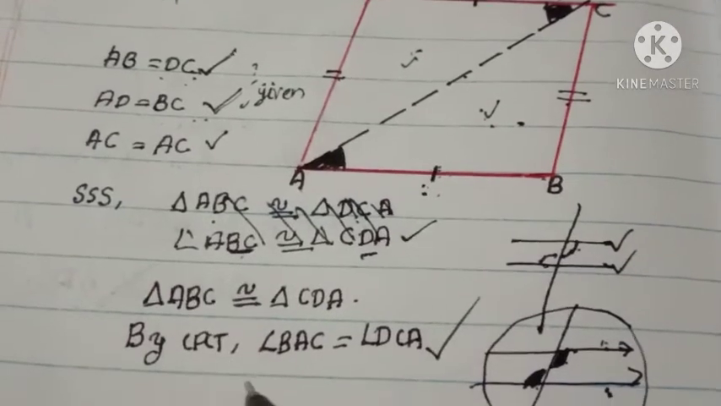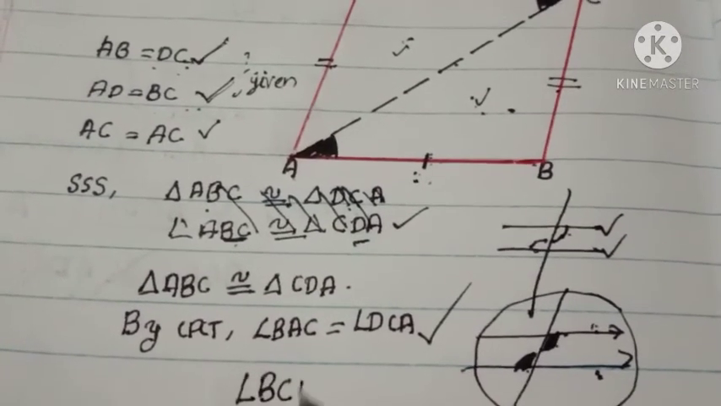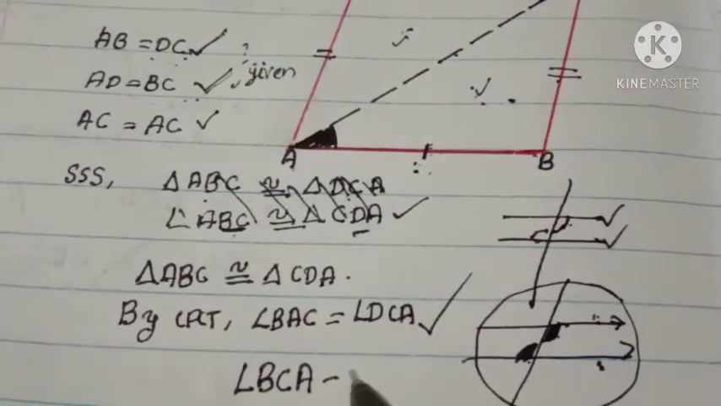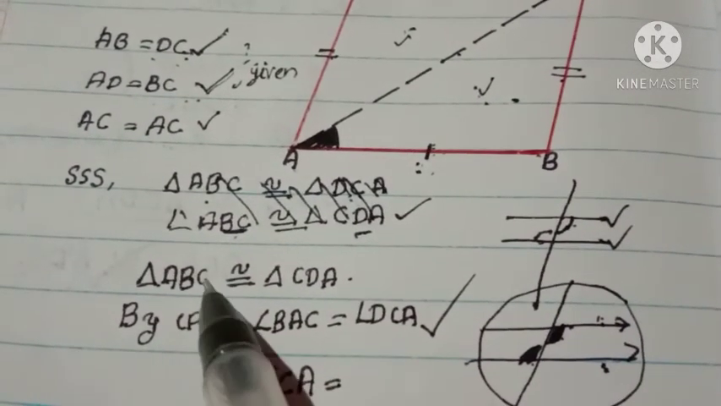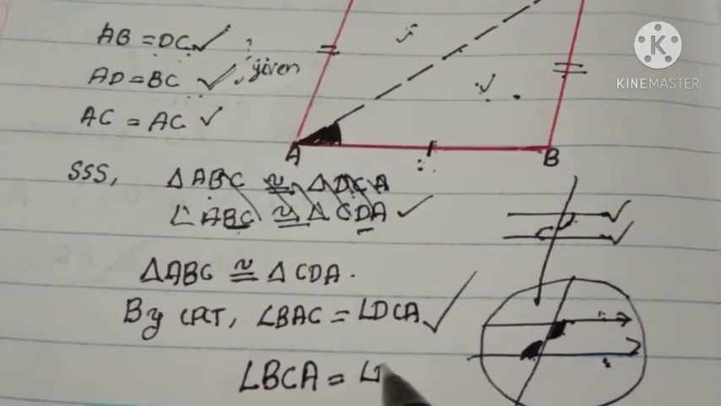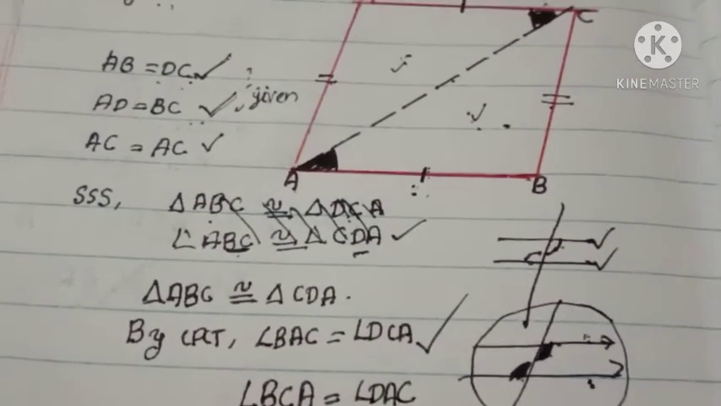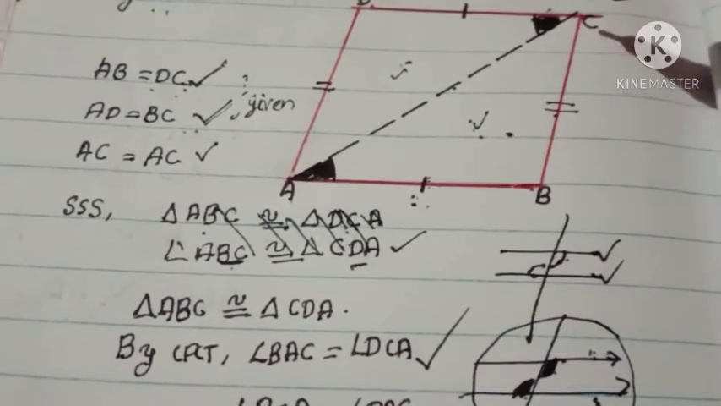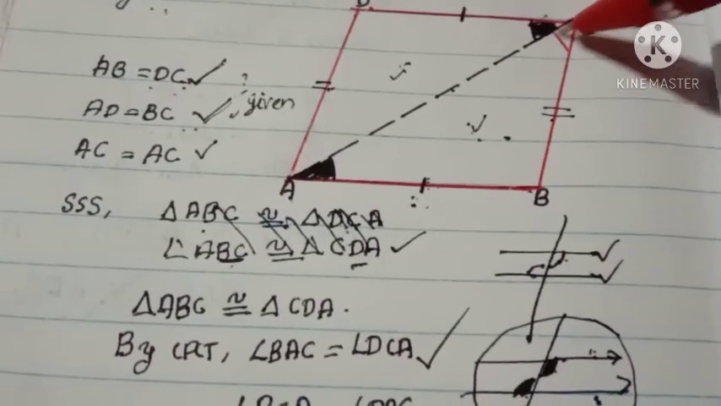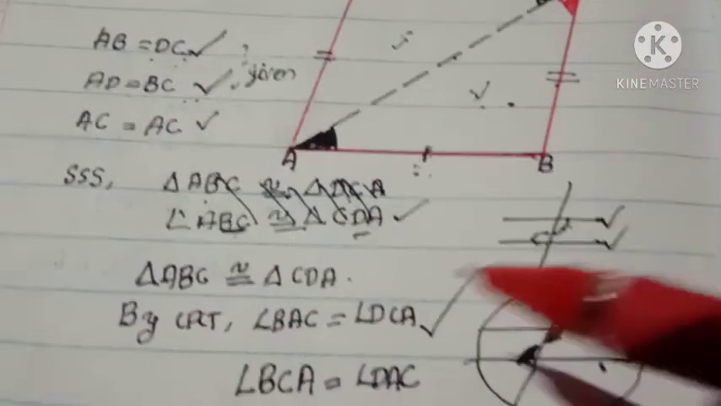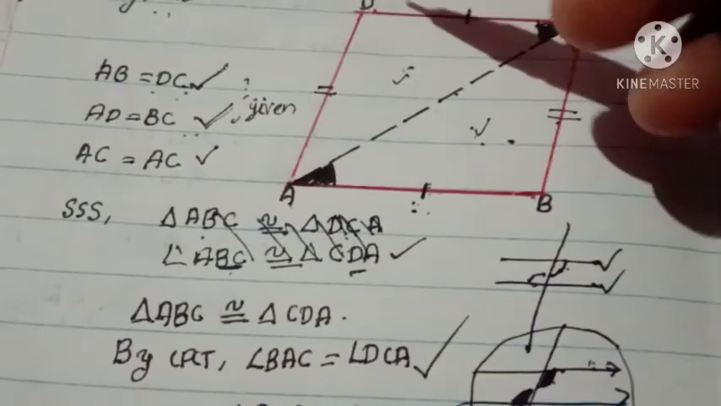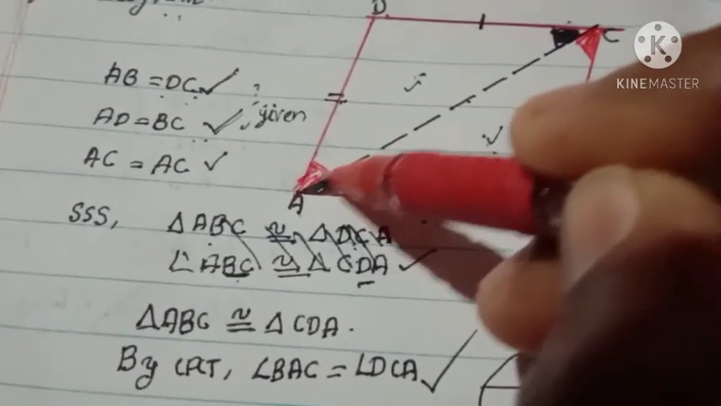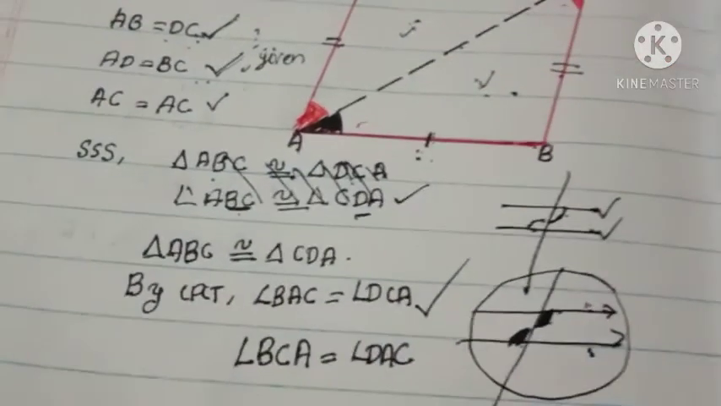Now what about angle BCA? See the order, BCA. Corresponding to this angle, this becomes BCA equal to angle DAC. Now look at the figure. What is angle BCA? This is the angle BCA. Now what is DAC? This is the angle DAC. Again, these two angles are alternate angles.